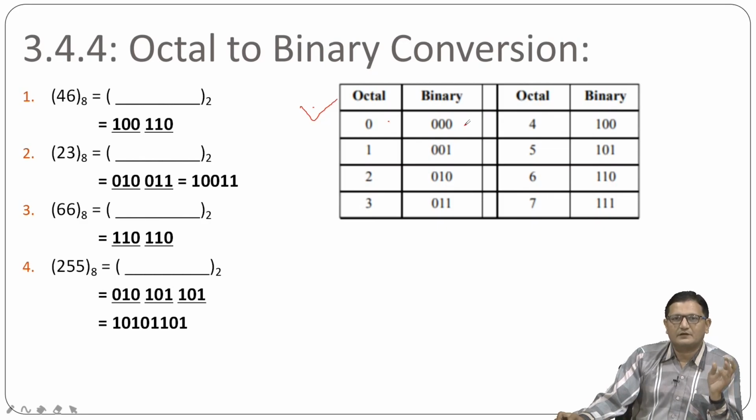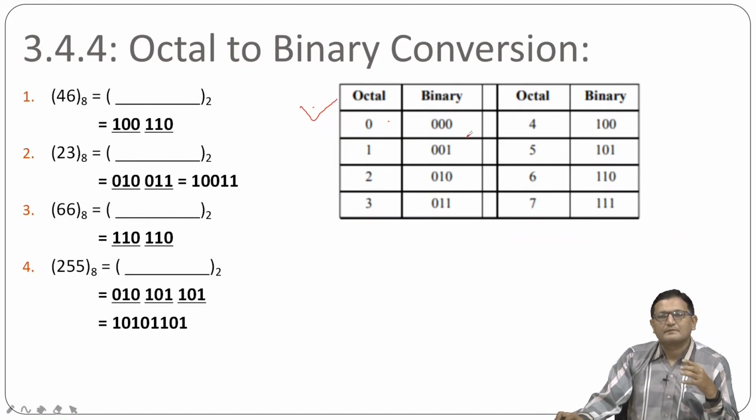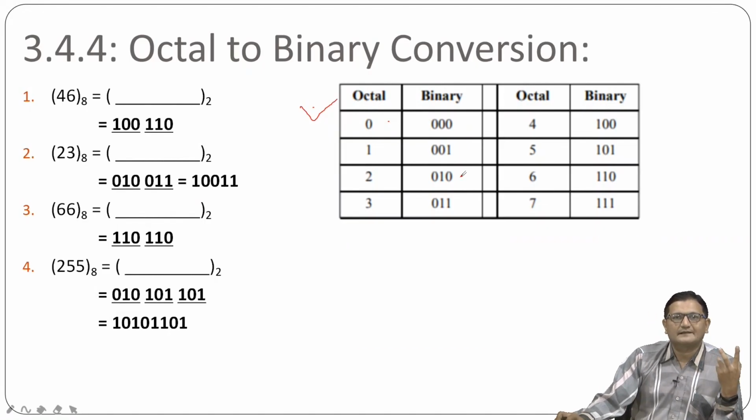Suppose the octal number 0 is there, you need to write 000. Here we will use 3 binary bits. Why are we using only 3 bits? Why are we not using 4 bits? Because you know how many symbols you have in the octal numbering system? 8, okay. And how can we make 8?